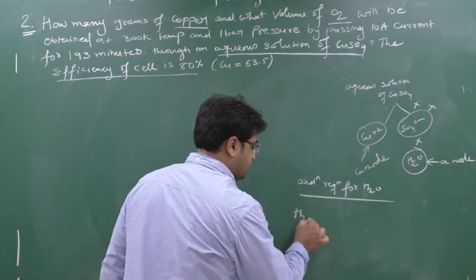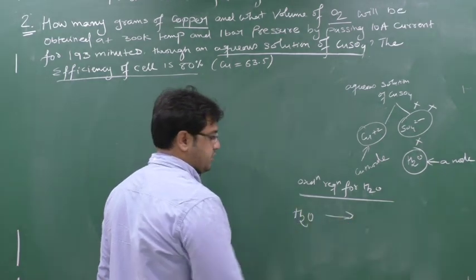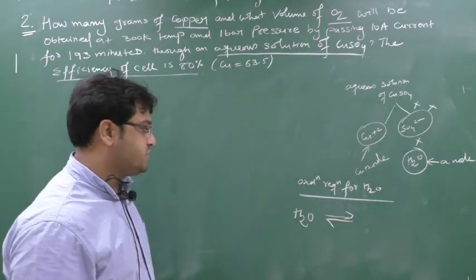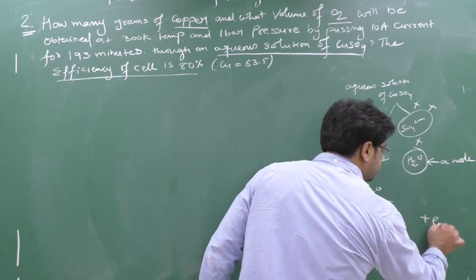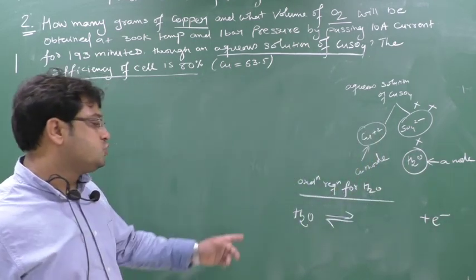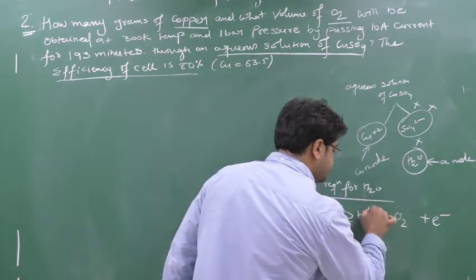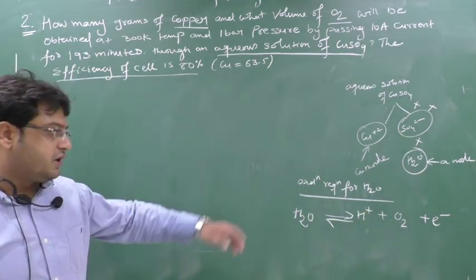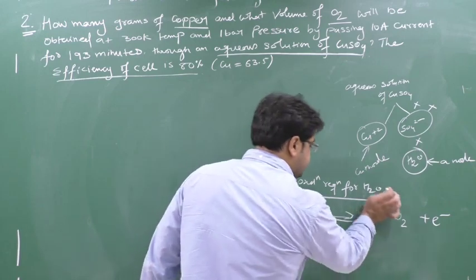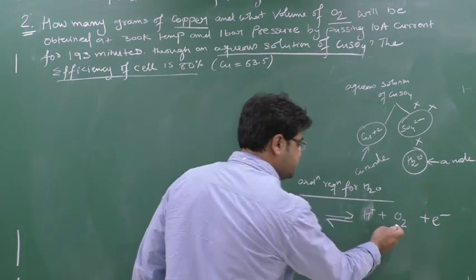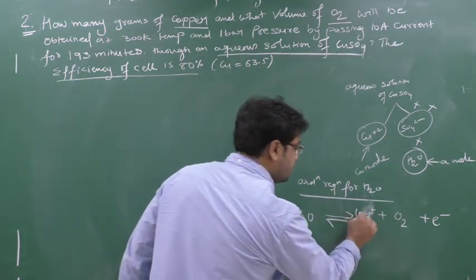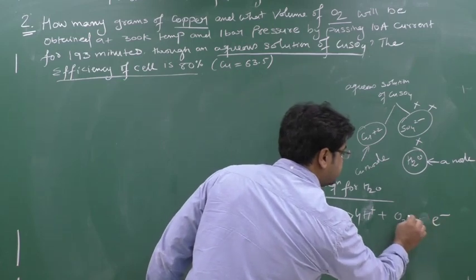So H2O will start to liberate, meaning it will undergo oxidation, meaning it will lose the electron. Clear? When H2O loses the electron, first it will liberate O2 and then H plus. This is the net oxidation reaction. Balance the reaction. If I start to balance the reaction, how many oxygen? 2. So here 2, here 4, and here 4 electrons.